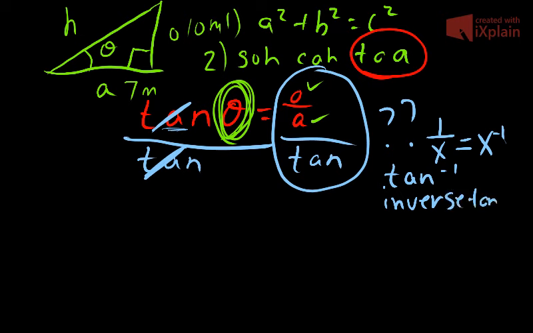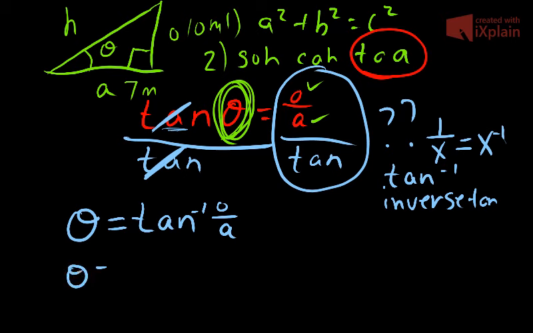All right, so let's rewrite this equation now that we understand what we're doing. So literally, theta is going to be equal to the inverse tangent of opposite over adjacent. So all we have to do is put in some numbers, and when we do, we get theta is going to be the inverse tangent of opposite was 10 meters and adjacent was 7 meters. So inverse tan of 10 divided by 7.